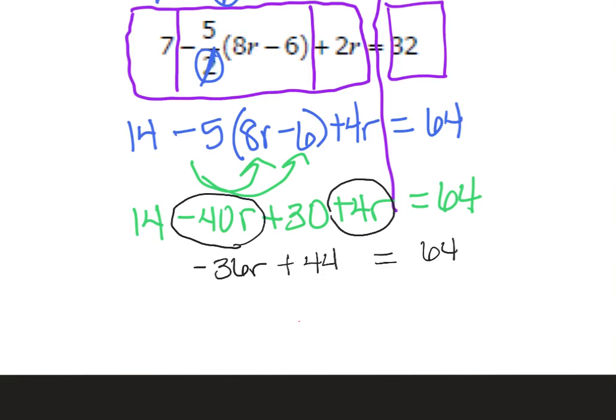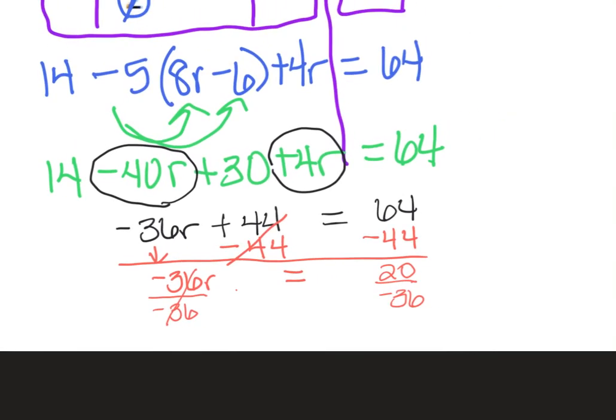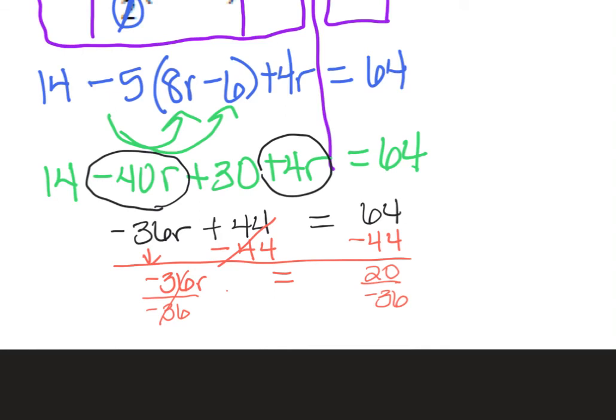So now I'm going to move my constant by subtracting it. Bring down the negative 36r. These cancel because they equal 0. 64 minus 44 is going to be 20. So then I'm going to solve by dividing because that's always my last step. The whole point of solving an equation is to get the x value, or get the variable by itself. So here I'm left with r equals 20 over negative 36.